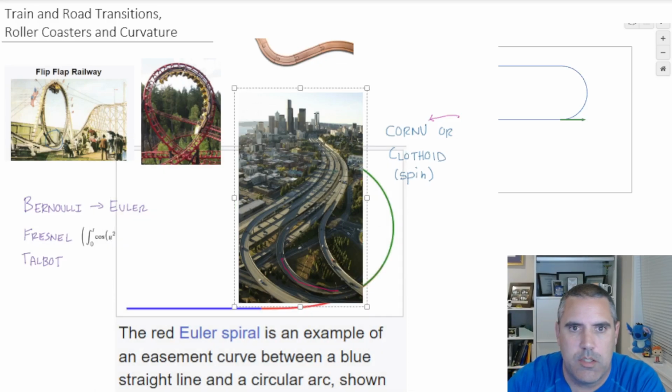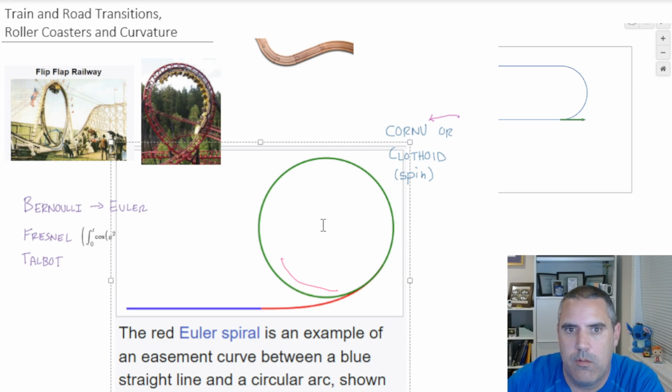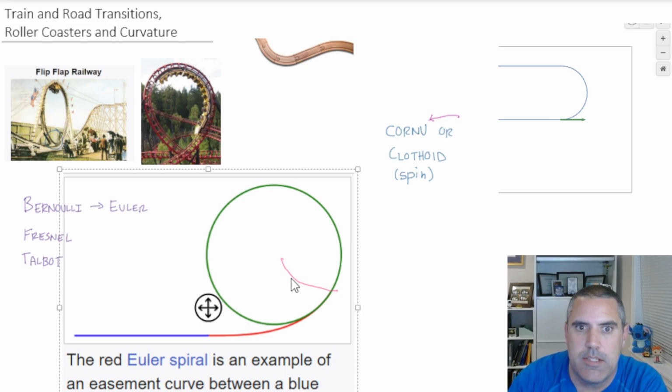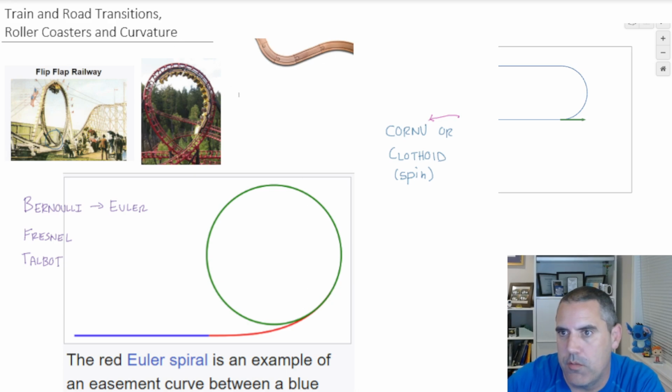What I'm going to do here is show you the formula, show you why the Fresnel integrals give you this, and then show you some visuals. But you can find other things on it. If you want to avoid that transition, you have to do something in between.